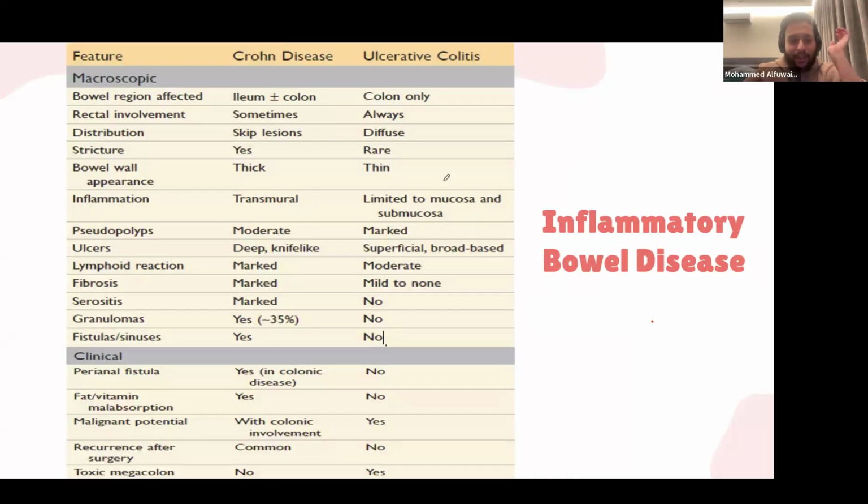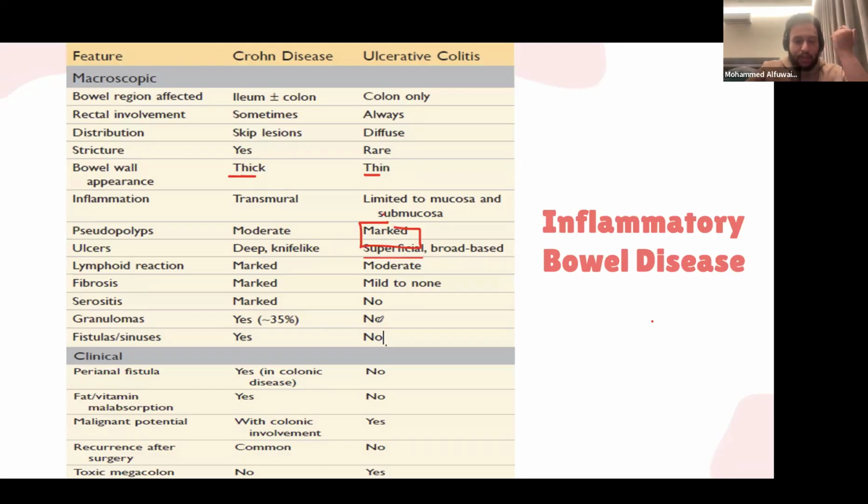So these are it, okay? We've gone through a lot of them. To mention the ones that we haven't, the bowel wall will be thicker in Crohn's, thin in UC, and we'll see a very characteristic sign on imaging for ulcerative. Transmural inflammation in Crohn's, limited to mucosa in UC. Pseudopolyps will be higher in UC. Ulcers will be more superficial because, again, it only involves the submucosa and the mucosa.